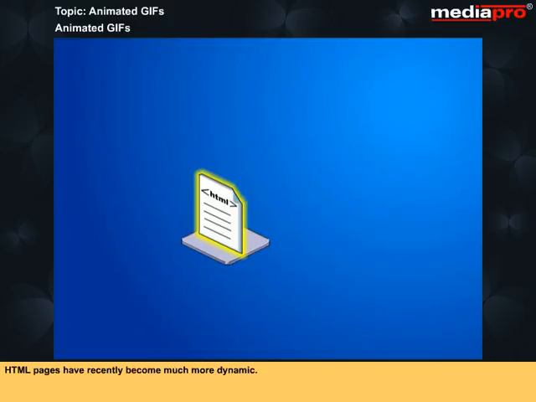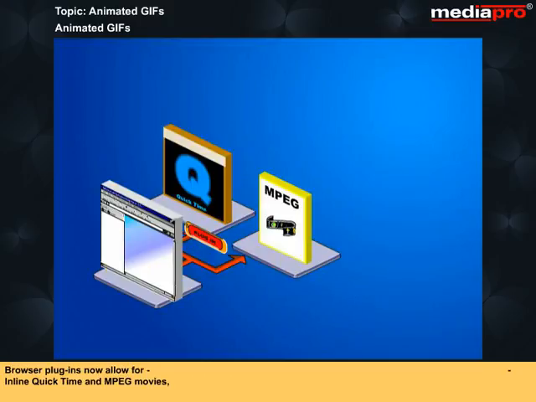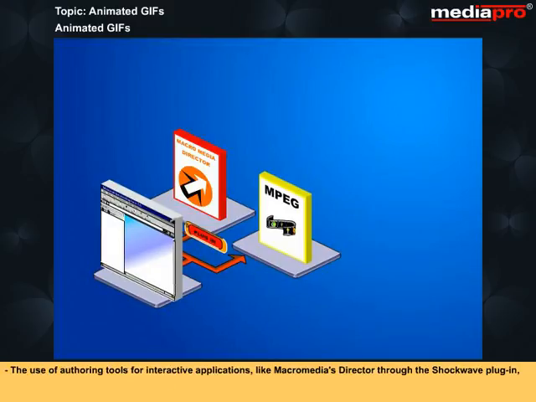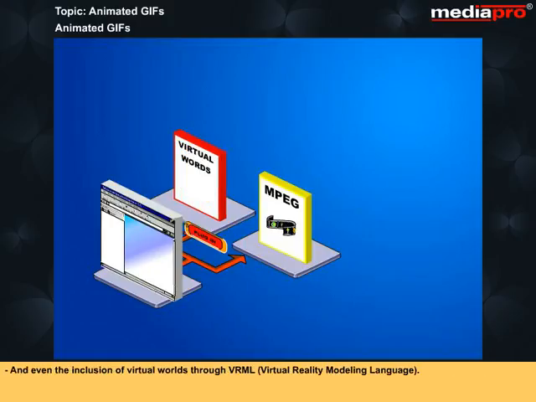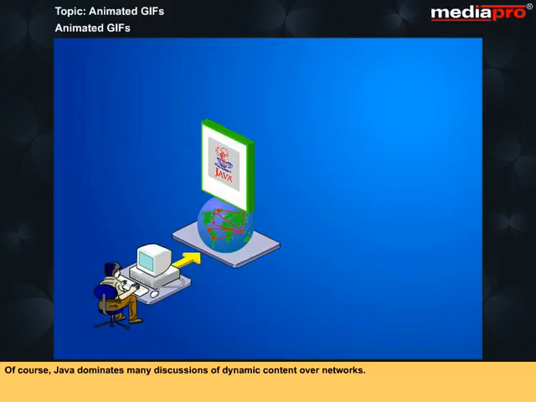HTML pages have recently become much more dynamic. Browser plugins now allow for inline QuickTime and MPG movies. The use of authoring tools for interactive applications like Macromedia's Director through the Shockwave plugin, and even the inclusion of virtual worlds through VRML, Virtual Reality Modeling Language. Of course, Java dominates many discussions of dynamic content over networks.